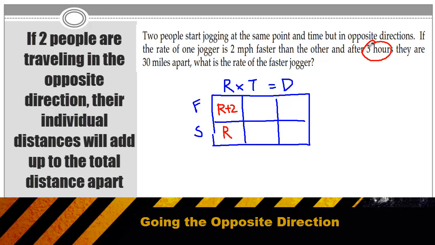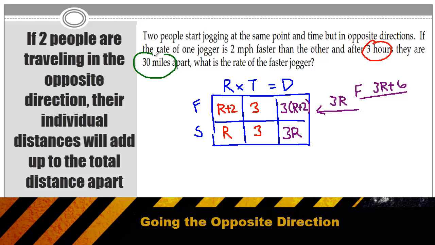They both run for 3 hours. So the fast jogger's distance will be his time, which is 3, times his rate, which is r plus 2. And the slow jogger will simply be 3r. So if we draw this out, the fast jogger runs 3r plus 6, and the slow jogger runs in the opposite direction for 3r. And then we know they are a total of 30 miles apart. So that means the 3r plus the 3r plus 6 must equal the 30. And that's my equation. 3r plus 3r plus 6 is equal to 30 miles apart.